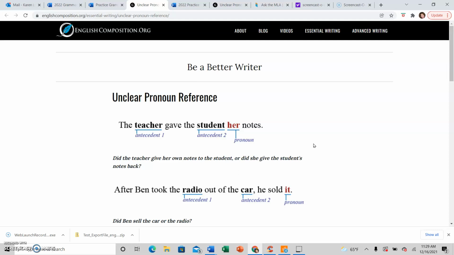And what you need to understand when you're trying to decide if a pronoun is unclear or in the wrong place is to look at the antecedents. The antecedents, as you can see, are just nouns. They're the nouns the pronoun should be referencing or talking about. So here we have the teacher gave the student her notes, but we don't know if those were the teacher's notes or the student's notes.